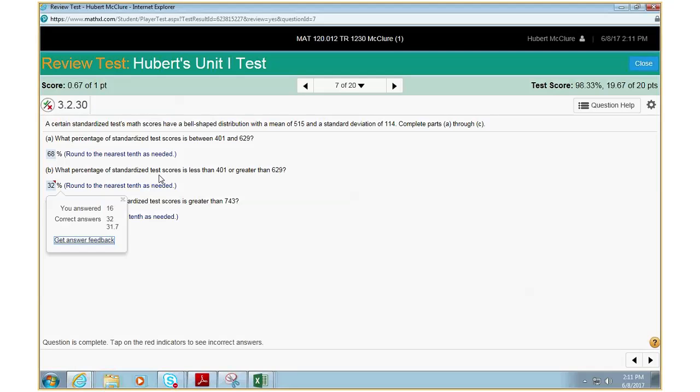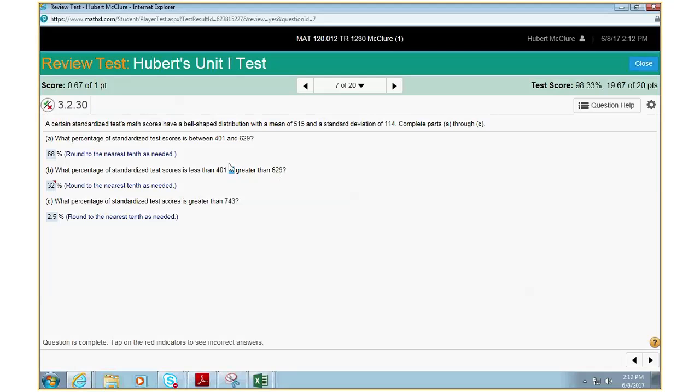What percentage of standardized test scores is less than 401? Oh, it's asking for the 2 tails. It's asking for the 2 tails, less than 401. I thought they were doing together. So less than 401 would be that way, and greater than 629 would be that way. You would add them up together, so that'd be 16 and 16, which is 32. I didn't read the question right. It says or greater than 629. So go back to that question and look at it, it's the opposite directions.